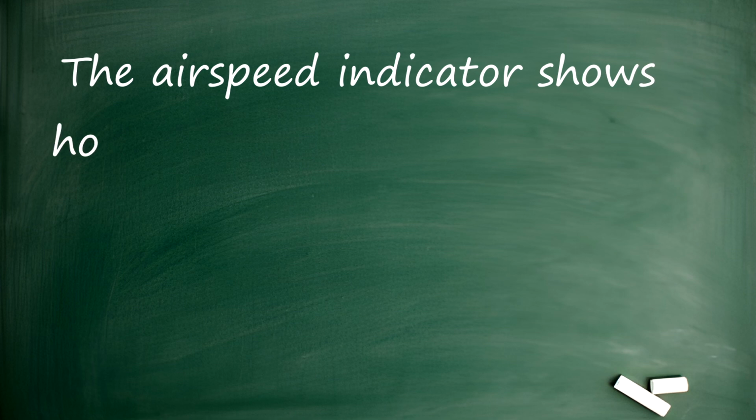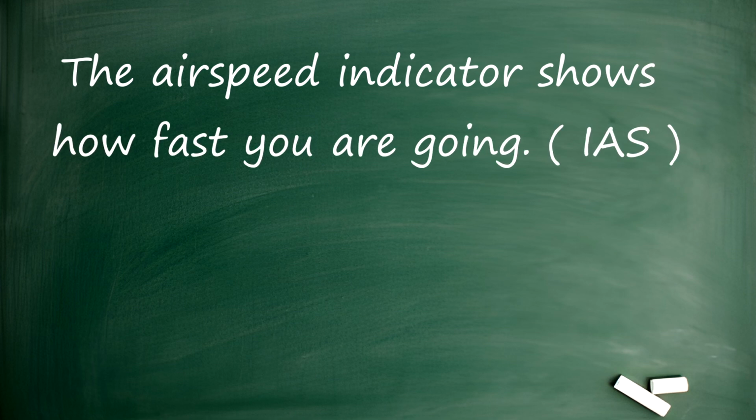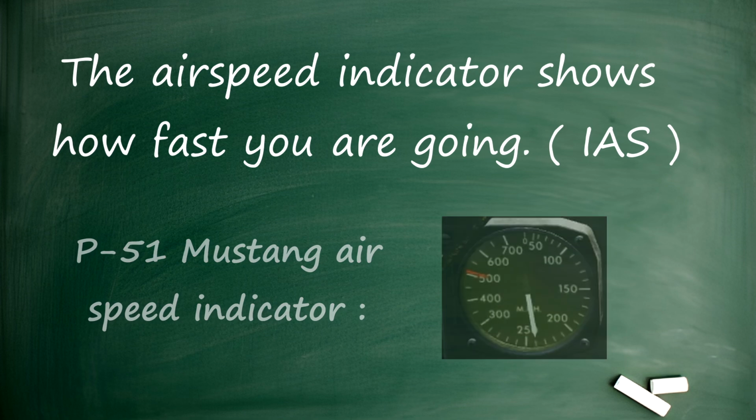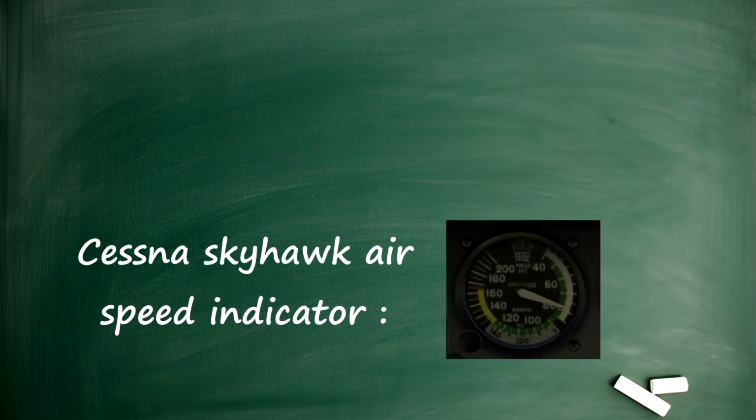Let's expand on each individual instrument for a brief moment to better understand what they're all about. First up, the airspeed indicator. The airspeed indicator is for all intents and purposes a speedometer, no different than the speedometer in your car. In fact, if you happen to fly a P-51 Mustang, it displays speed in miles per hour just like your car. More often, however, the airspeed indicator will show speed in knots.